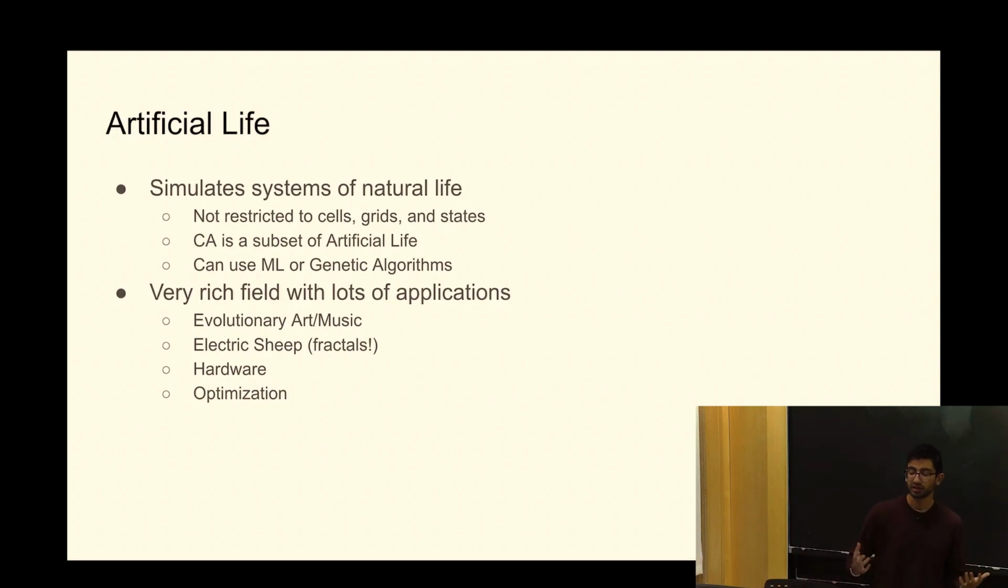So what's different about artificial life is, unlike cellular automata, it's not restricted to cells, grids, and states. As you'll see with the visualizations that we create today, they're going to look a lot more organic. Now, the other thing that I think is worth mentioning with artificial life is that there is a use case for machine learning or genetic algorithms here.